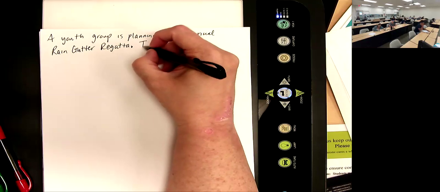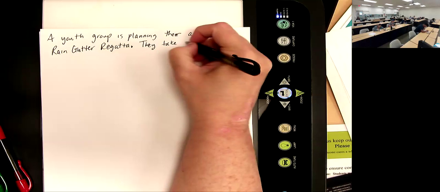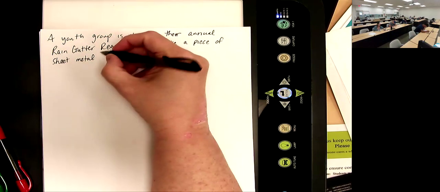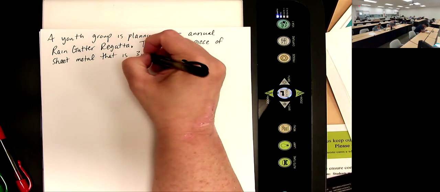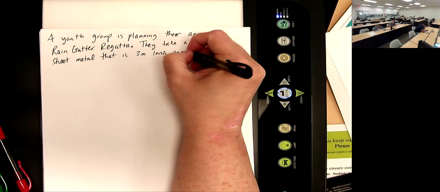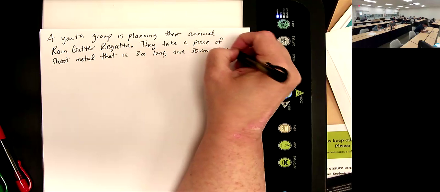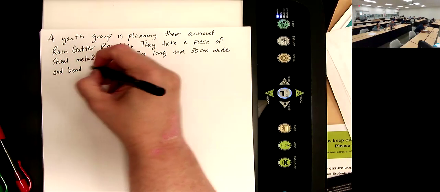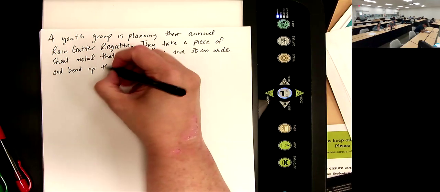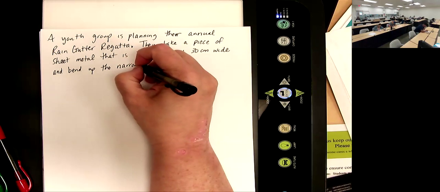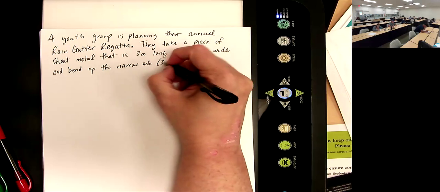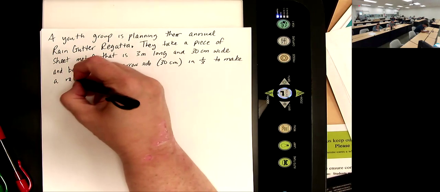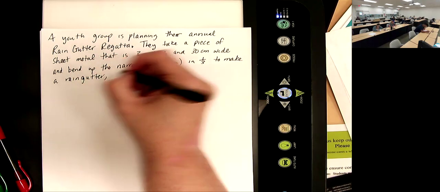So what they do is they take a piece of sheet metal that is 3 meters long and 30 centimeters wide, and bend up the narrow side, the 30 centimeter side, in thirds, to make a rain gutter. Oh, I know, it's making the angle theta.